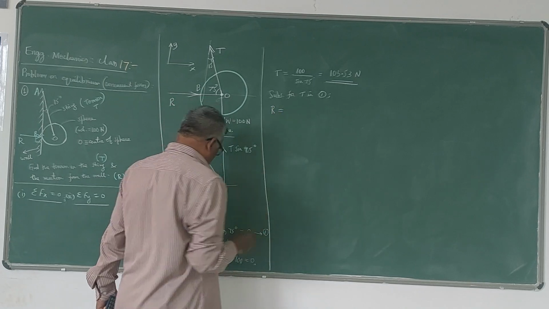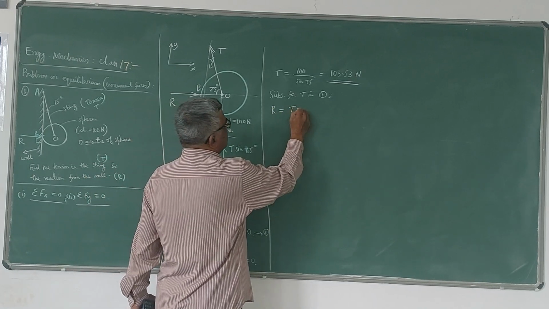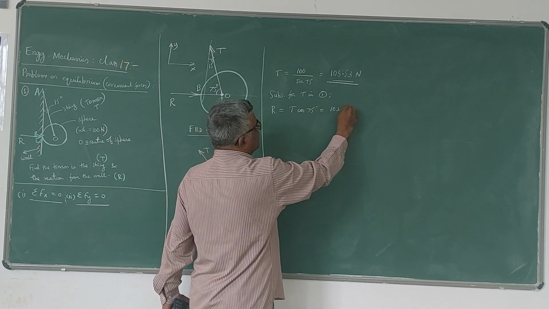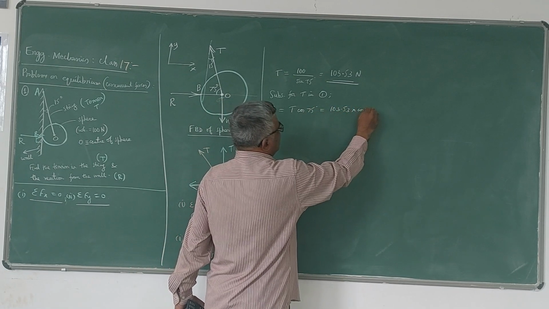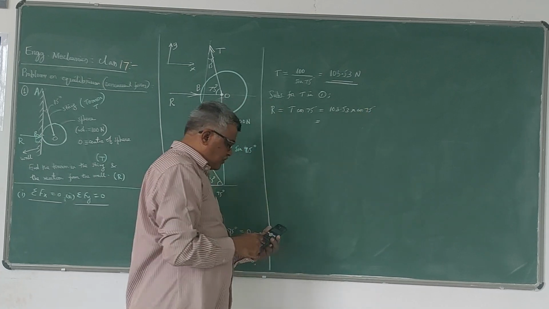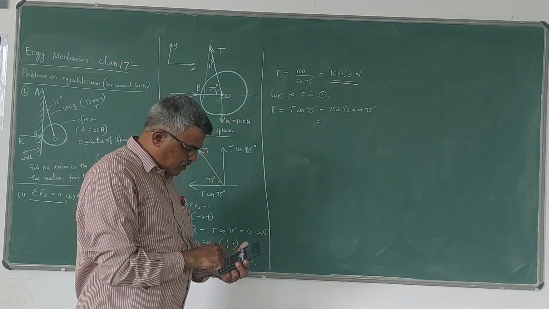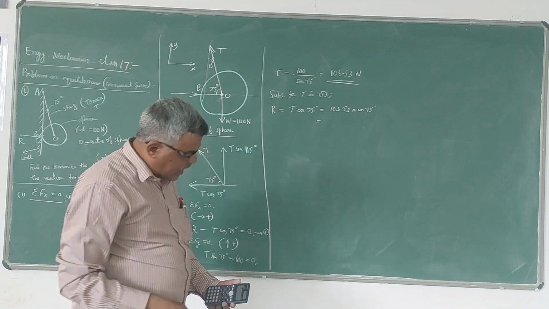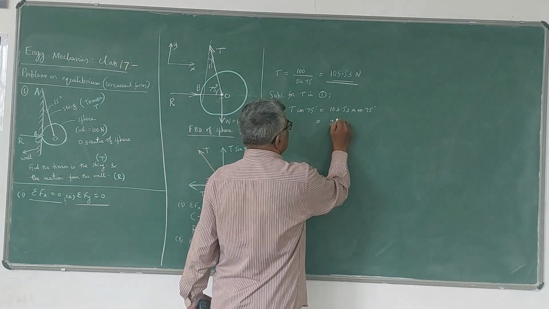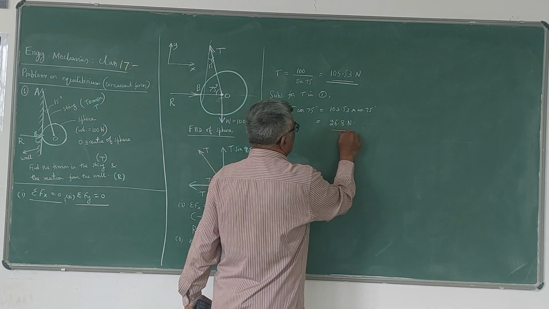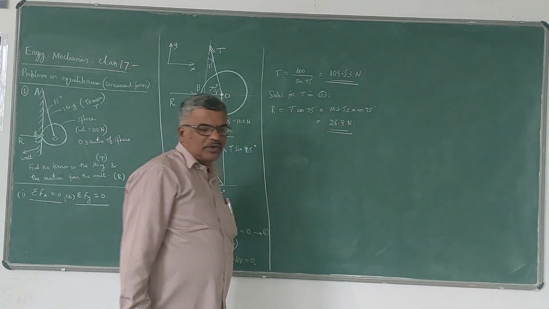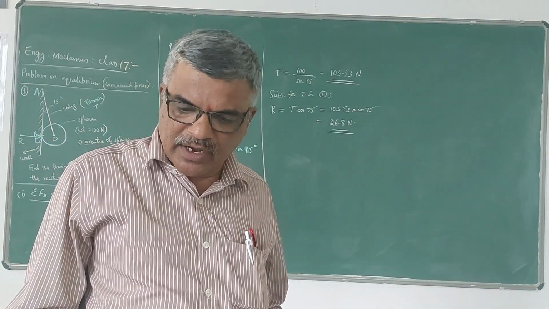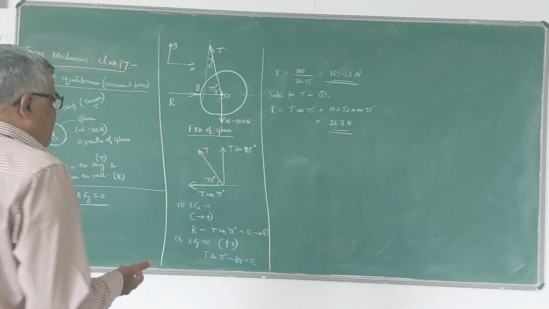So from equation 1, R is equal to T cos 75, that is 103.53 into cos 75. The value of this will be 26.8 Newton. So this is the normal reaction at the wall. Of course the wall is a smooth wall, so only normal reaction will be there. You will not be having any frictional force.